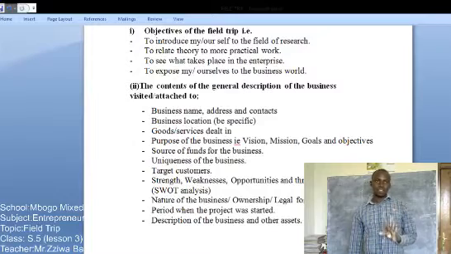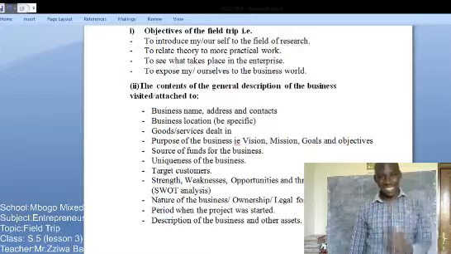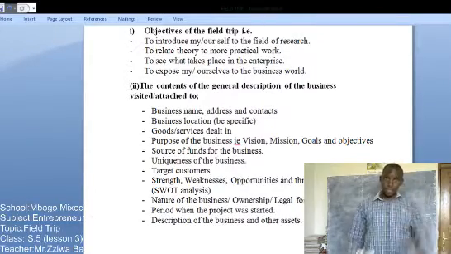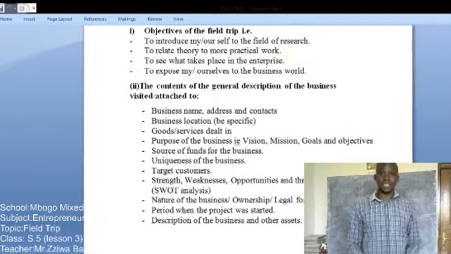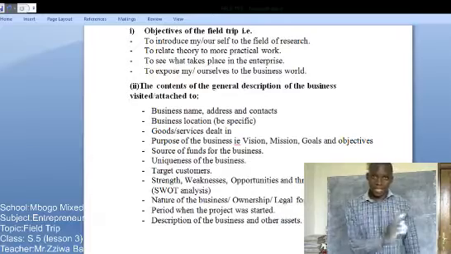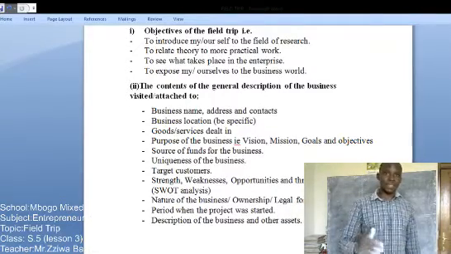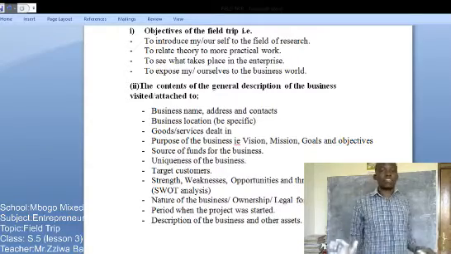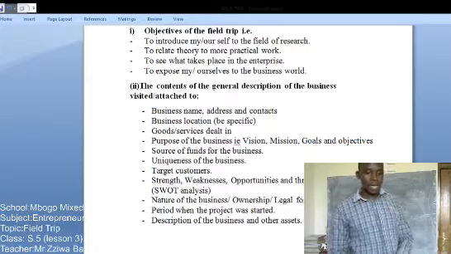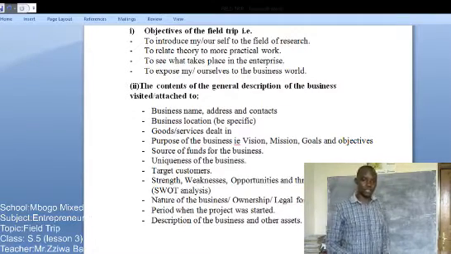Then the other thing I did not talk about is the tense. Here we are going to use the present tense. Why? Because this business is still in existence. Field trip businesses are still in existence. So the tense is going to be a present tense. Let us not talk about a past tense in this case when dealing with the field trip issues.